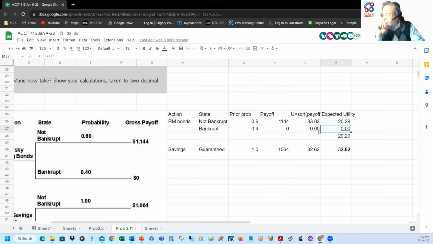facts provided to us. The savings bonds are guaranteed. 100% is a certainty that the payoff will be $1,064. Square root of that is 32.62. 32.62 is more than the 20.29. Hence, Marie is expected to invest in savings bonds for now.